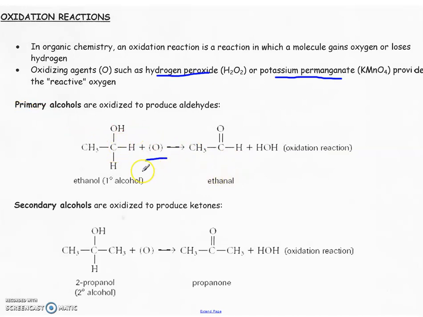Okay. So when you add this reactive oxygen, depending on what you're adding it to will determine the outcome. When you have a reactive oxygen or an oxidizing agent being added to a primary alcohol, the primary alcohol, again, is where you have the carbon that has the OH on it that has only one other carbon atom. The primary alcohol will oxidize to become an aldehyde. Okay, so primary alcohols become aldehydes.